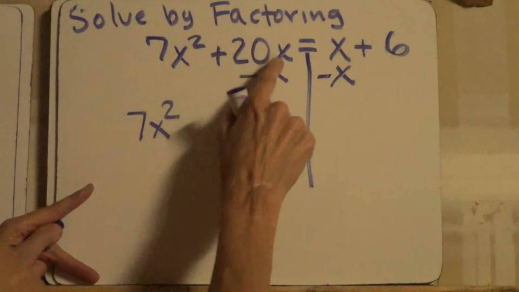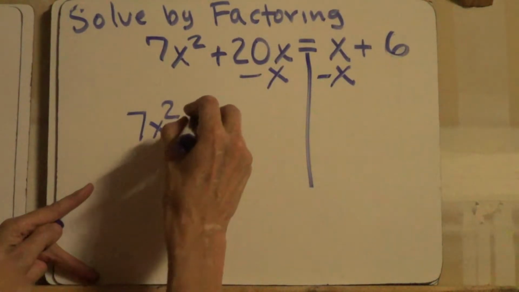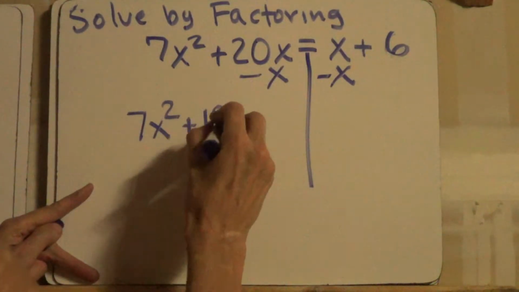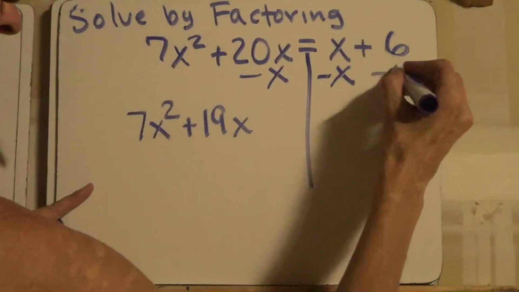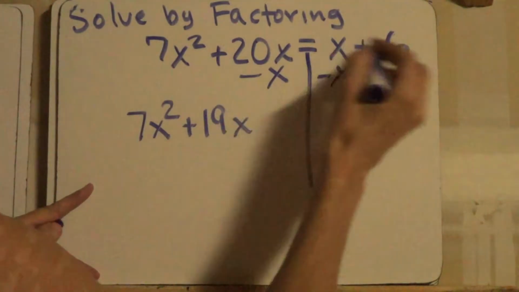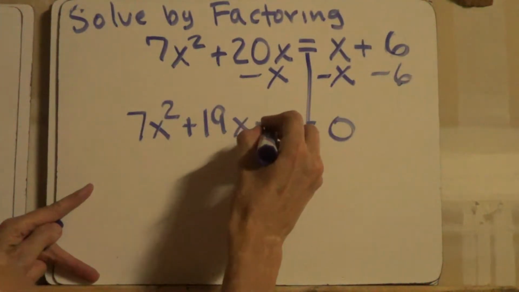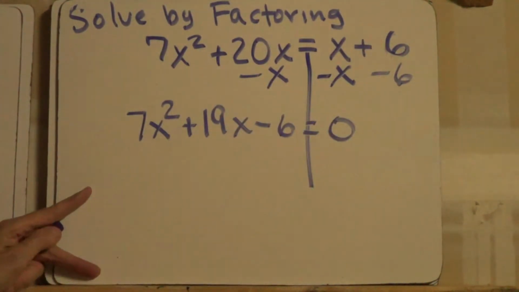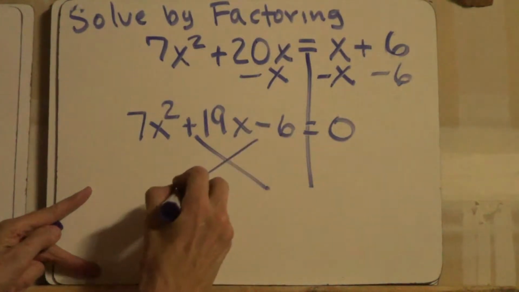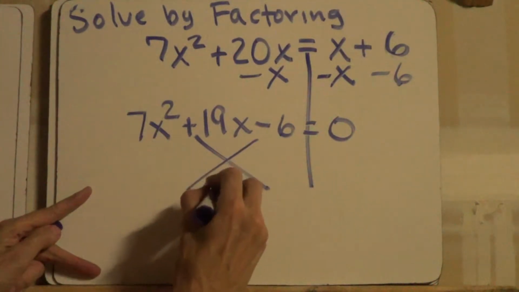7x squared, 20x minus 1 is 19x. Now we're going to subtract 6 from this side. That wipes everything out over there. We have 0. Minus 6 over here. Okay, negative 6 times positive 7, negative 42.